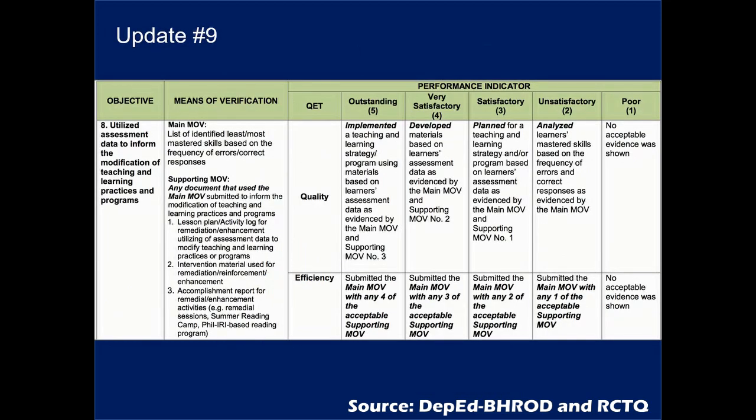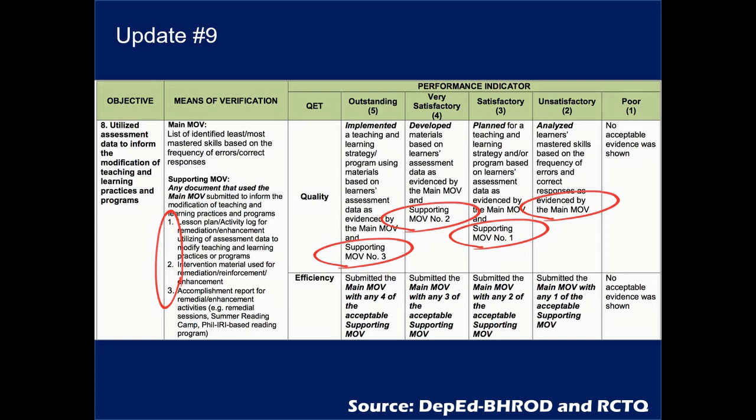Update number 9. For this objective, the supporting MOVs are numbered because each submitted document corresponds to a certain rating for quality as stated in the performance indicator. For instance, performance indicator number 5 or outstanding requires the main MOV with the supporting MOV number 3. Very satisfactory requires MOV number 2. Satisfactory needs MOV number 1, while the rating of 2, which is unsatisfactory, requires only the main MOV.